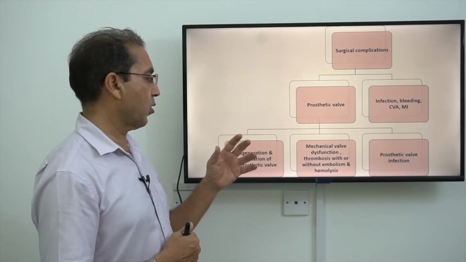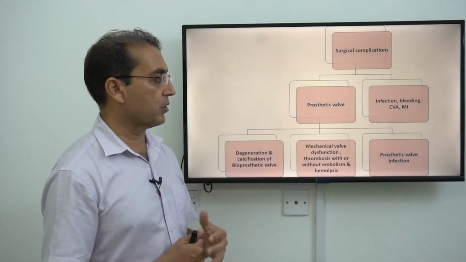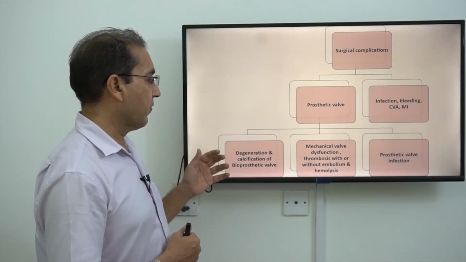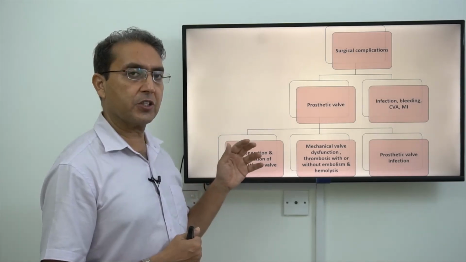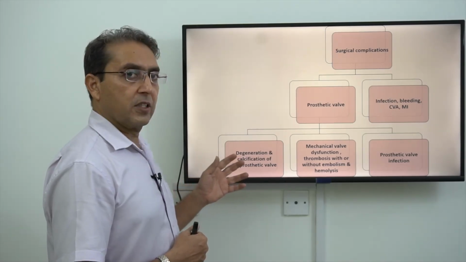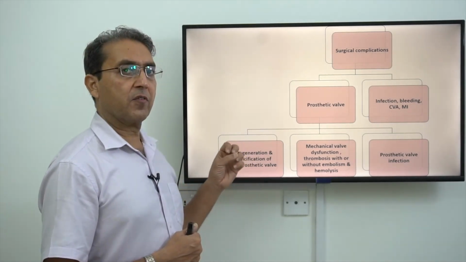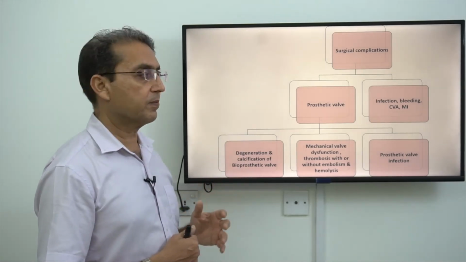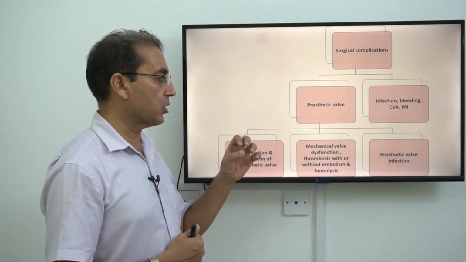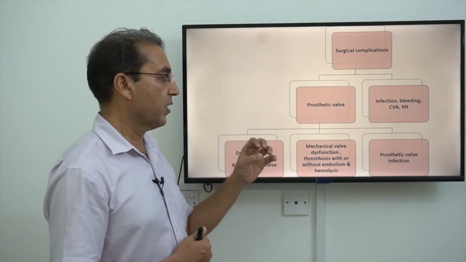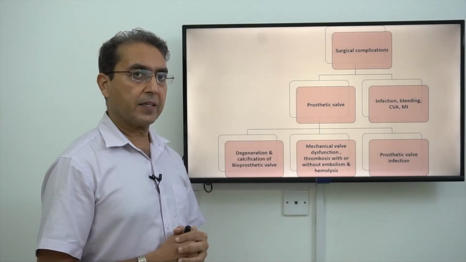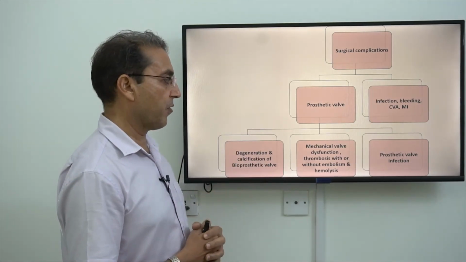The prosthetic valves have some complications. For example, there may be prosthetic valve infection. And then the bioprosthetic valves may show degeneration and calcification, and they may require replacement. If they are in sinus rhythm, anticoagulation is not required, but if atrial fibrillation develops, anticoagulation is required. Mechanical valve, anticoagulation is required. If anticoagulation is not appropriate, there may be mechanical valve dysfunction because of thrombosis, and thrombosis may be associated either with or without peripheral embolism.